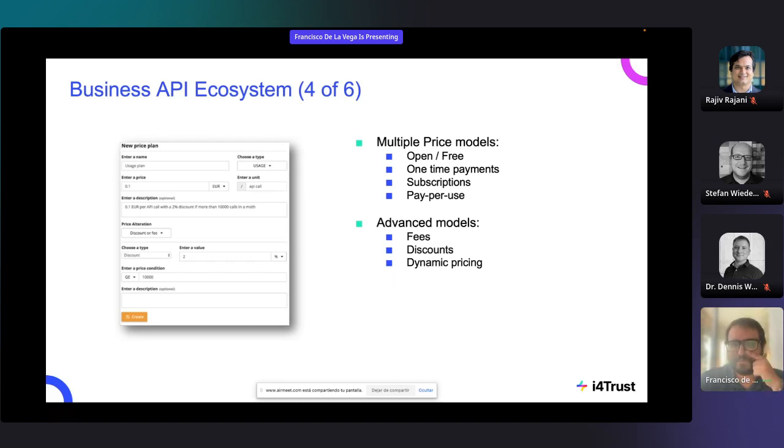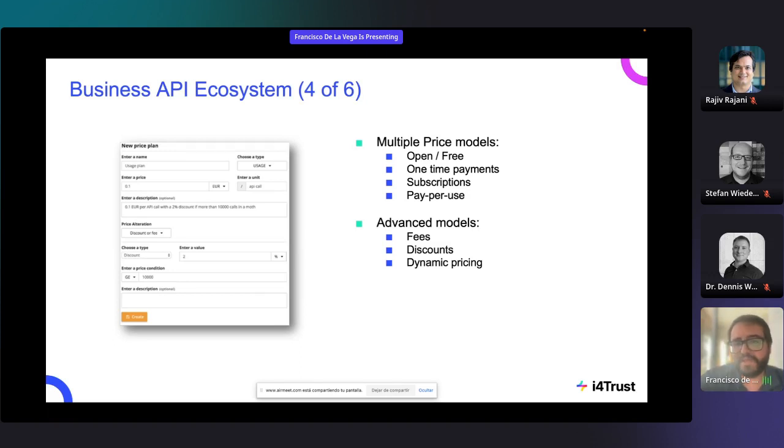When we are talking about the paid price models, the Business API Ecosystem supports three main basic price models. On the one hand, we have one-time payments, which are typical: you pay the price and you get the offer. It's a simple one. Then we have subscriptions, which are the typical recurring model. You pay per month, you pay per year, you pay per quarter, etc. And the Business API Ecosystem software also supports pay-per-use, which means that you are going to pay for the actual usage you are making of the offer that you have bought.